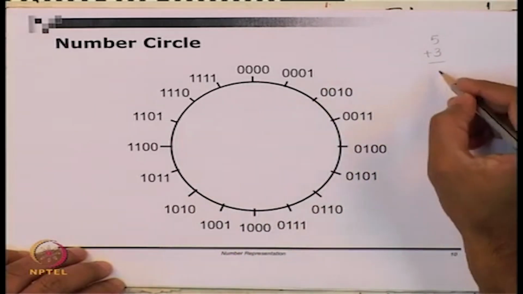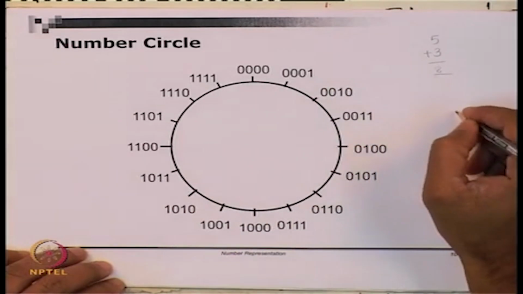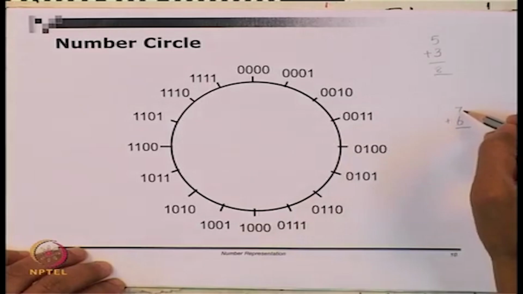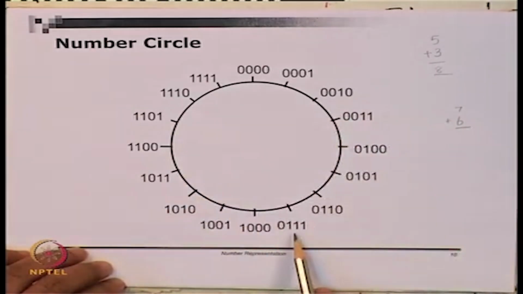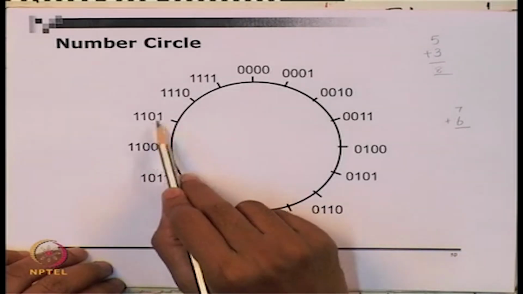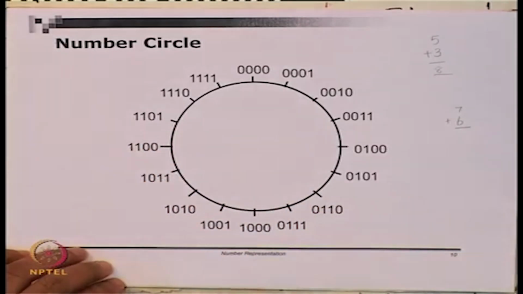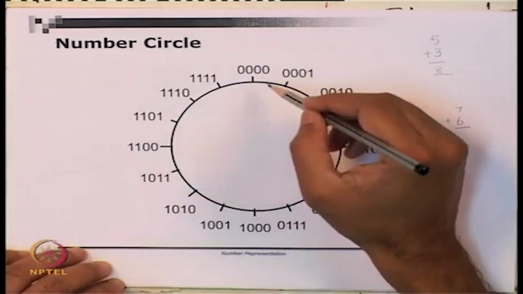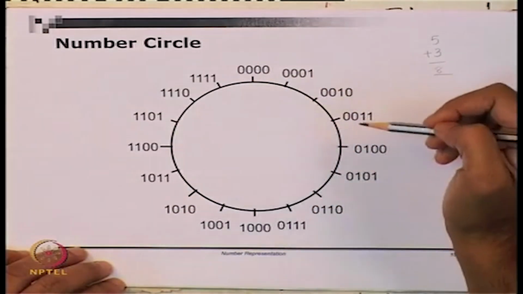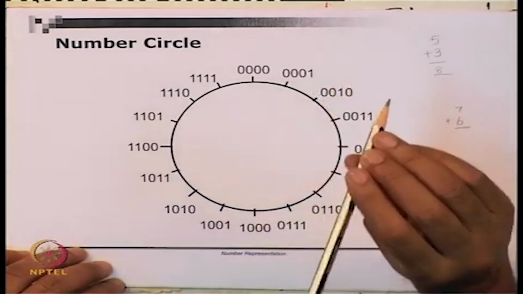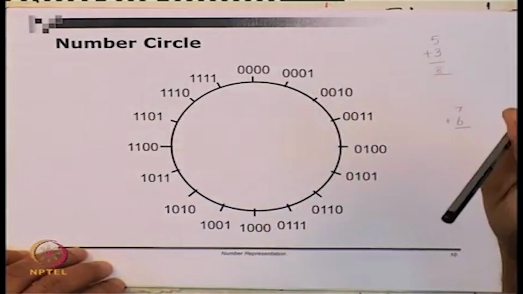Let us take another example. Let us say I want to do 7 plus 6. I need to start with the binary representation for 7. This is an unsigned circle, so I start with 7, 0 1 1 1. I go 6 steps forward from here, 1 2 3 4 5 6, and reach 1 1 0 1, which stands for number 13. So, this is a good thing. In the number circle, if I start from a number and take so many steps forward, I end up at some other position, and that gives me the representation for the result that I am looking for.